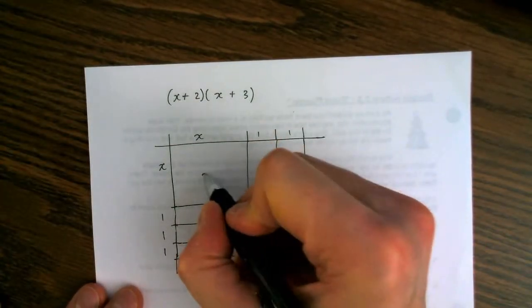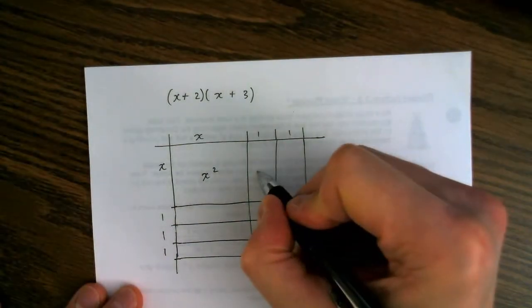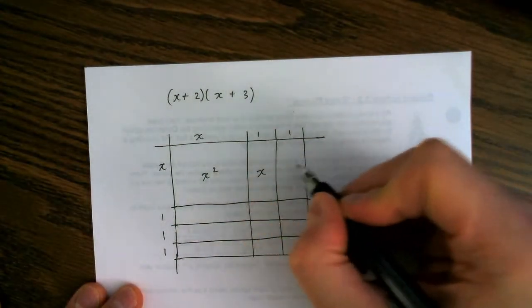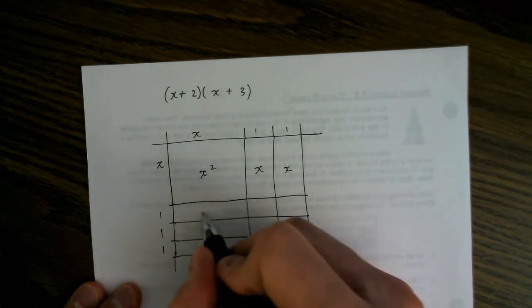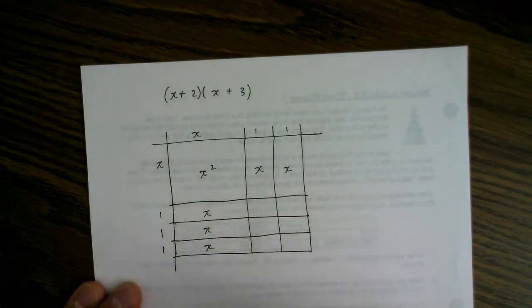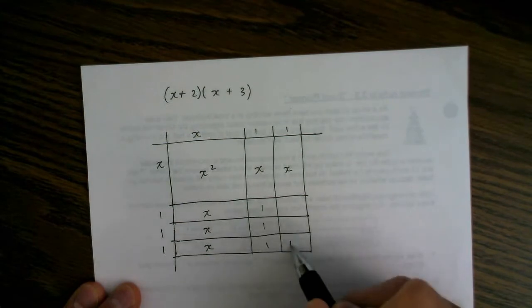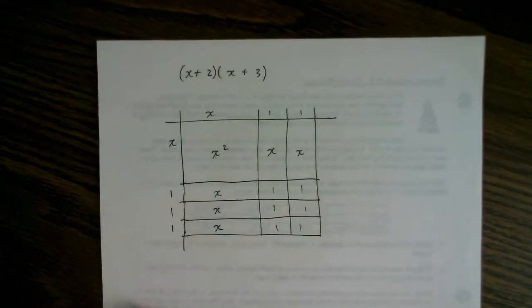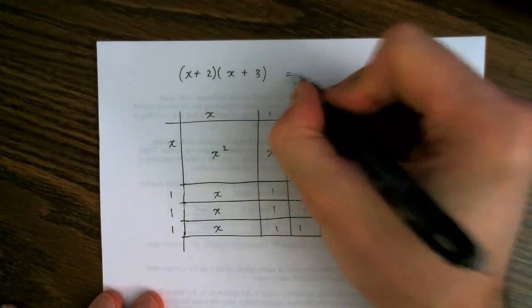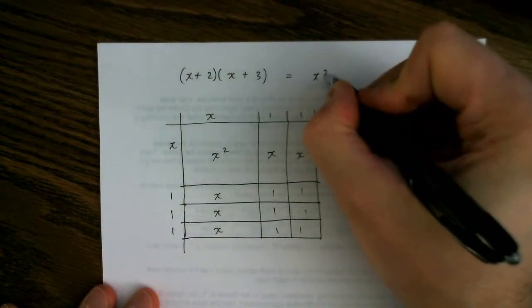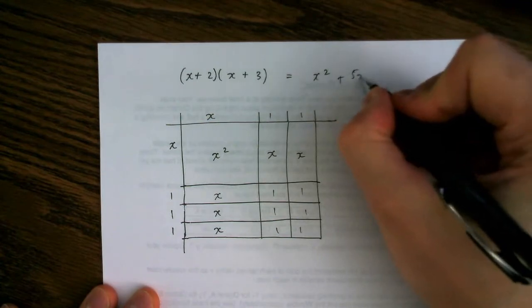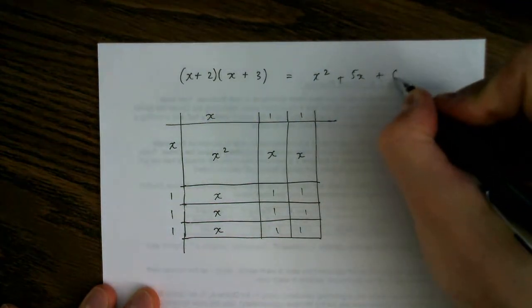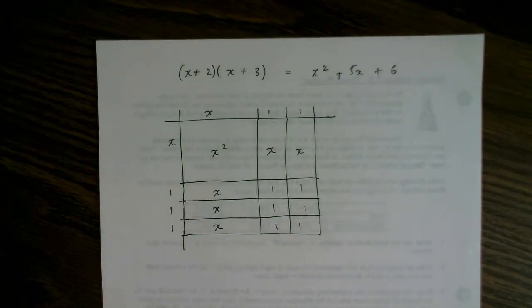x times x is x squared. x times 1. 1 times x. 1 times 1. So we get x squared plus 5x plus 6.